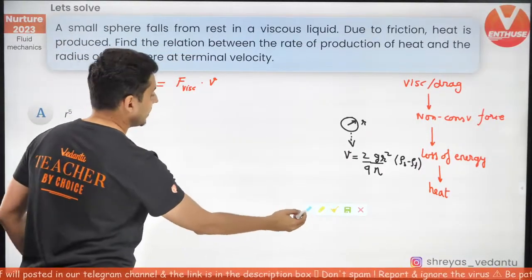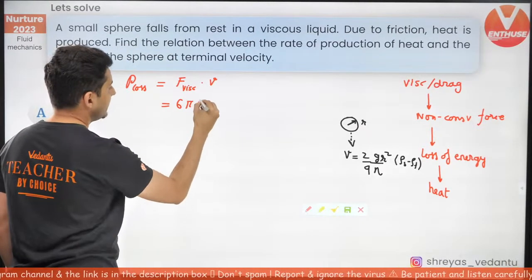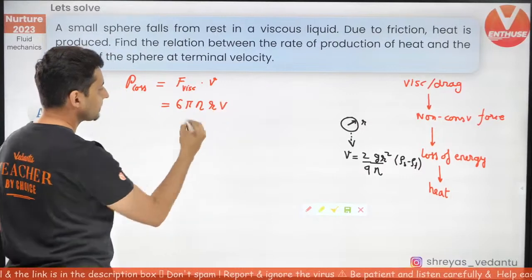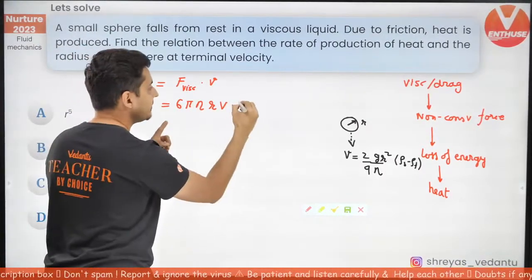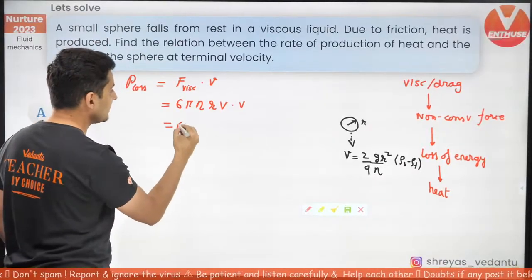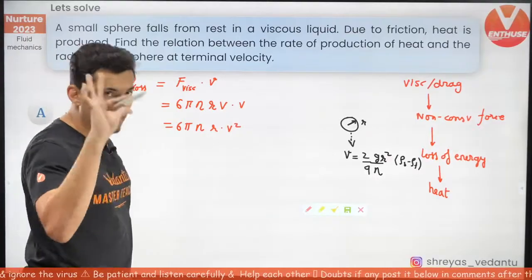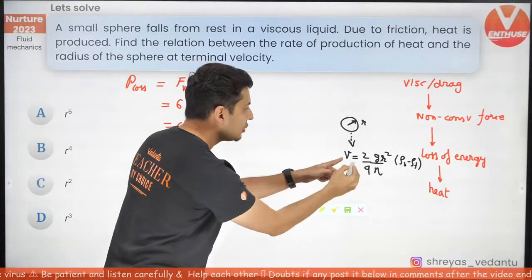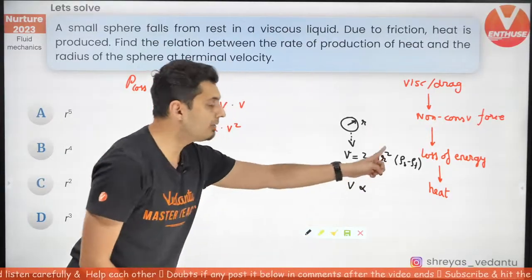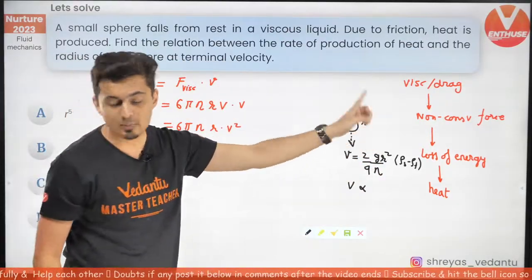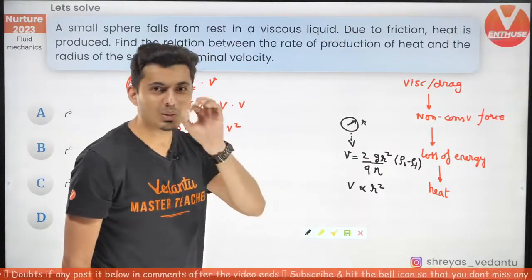First of all, what is the drag force? The drag force is 6 pi eta r v. The viscous force is 6 pi eta r v, and this v will also come over here, so the power will become 6 pi eta r v square. Now from here, do you see velocity is directly proportional to which power of r? It is proportional to r square. Velocity is proportional to r square.